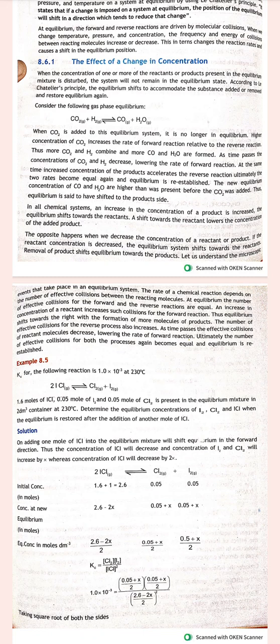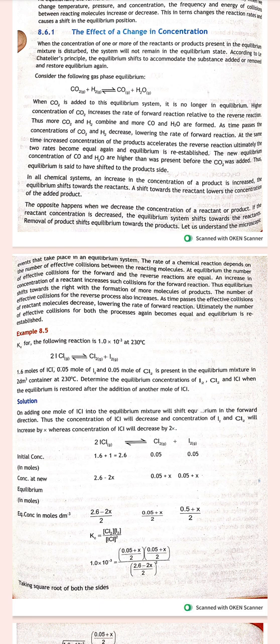Higher concentration of CO2 increases the rate of forward reaction relative to the reverse. So if the concentration of CO2 is getting high, equilibrium is disturbed and the reaction that is favored is in the forward direction. More CO2 and H2 molecules combine and more CO and H2O are formed. As time passes, the concentration of CO2 and H2 decreases, lowering the rate of forward reaction. At the same time, increased concentration of products accelerates the reverse reaction. Ultimately, the two rates become equal again and equilibrium is re-established. The new equilibrium concentrations of CO and H2O are higher than was present before the CO2 was added.